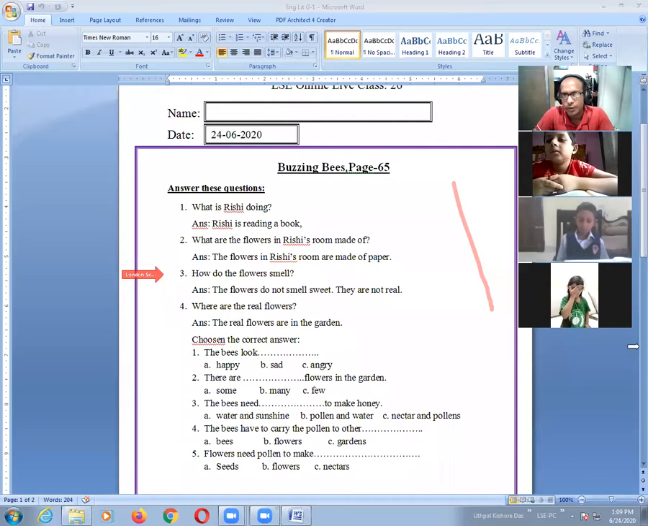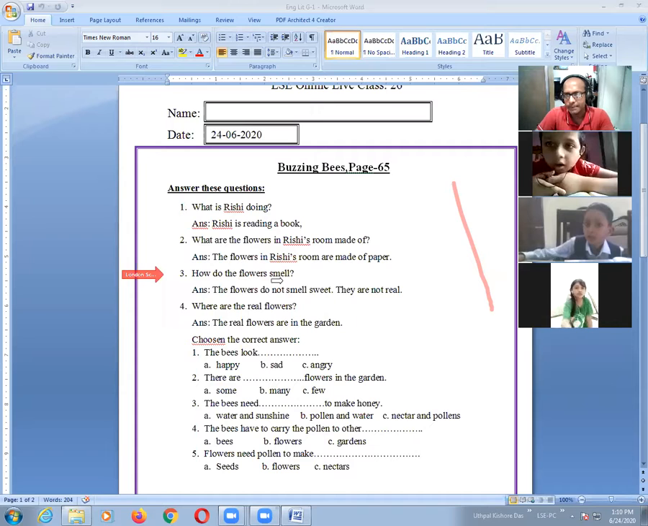I'm asking a question to Mashroor. Question number three: How do the flowers smell? The flowers do not smell sweet. They are not real. Okay, now come to number four.